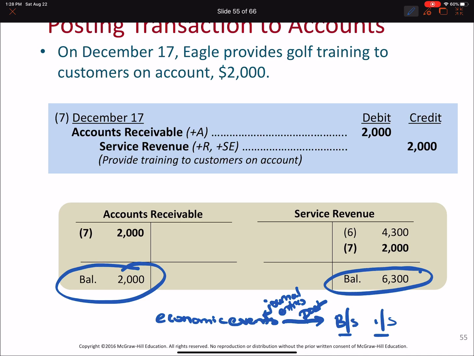Accounts receivable, will it go on the balance sheet or income statement? If you said balance sheet, you're right. Service revenue, balance sheet or income statement? If you said income statement, you're right. So having that sum or that total for those accounts is our key step to be able to start to build those financial statements.